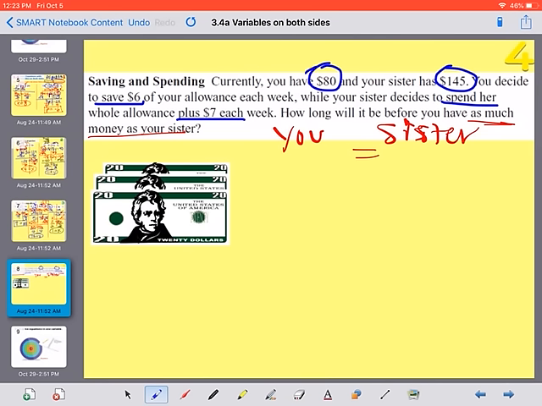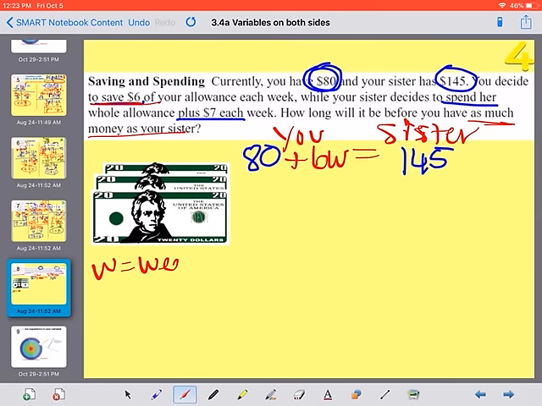So right now you have $80 and your sister has $145. You are saving $6 each week, so you're going to be adding $6 every single week. But we don't know how many weeks, so we would multiply that 6 by however many weeks it's going to be. I'm going to use the letter W to represent the number of weeks. And your sister is spending $7 each week. So her bank account's going down $7 times the number of weeks that we are spending or saving money. So all we have to do is solve this.